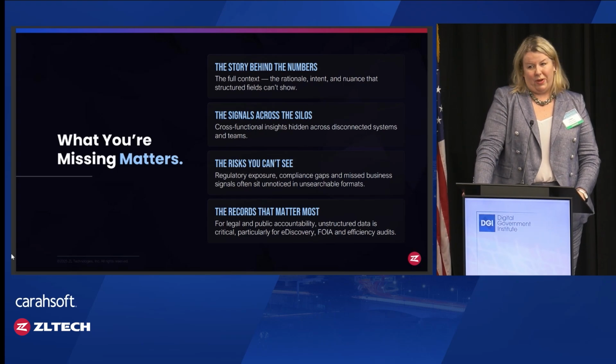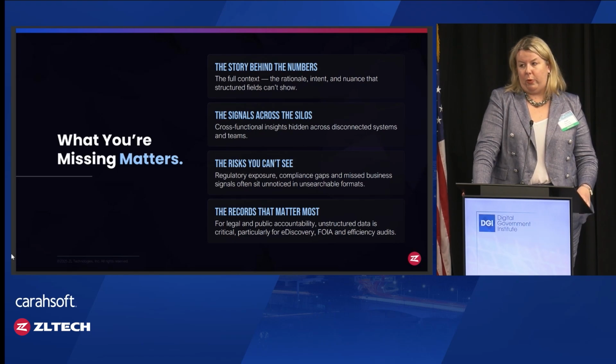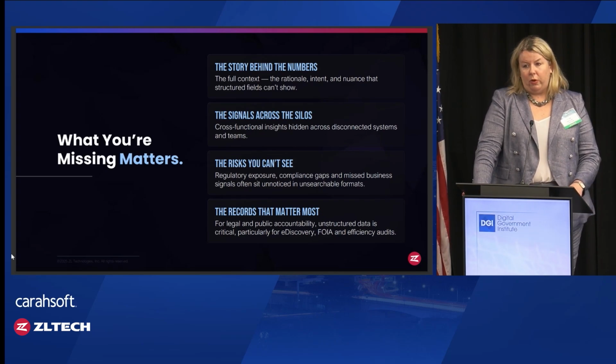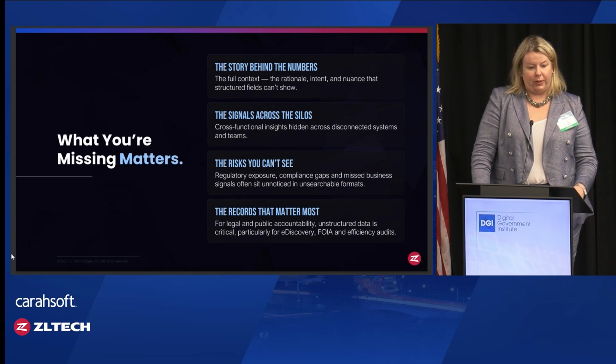You're also missing risk. Obviously, we're seeing that in the news today, a lot of risk of regulatory exposure. There are compliance gaps at agencies and organizations that you cannot see if you don't look beyond the silos, if you look in these segmented areas. So you really have to be able to piece together all of this information to get the full story. And it's really those records that matter most. The things that you're producing for FOIA, for litigation, are unstructured data.